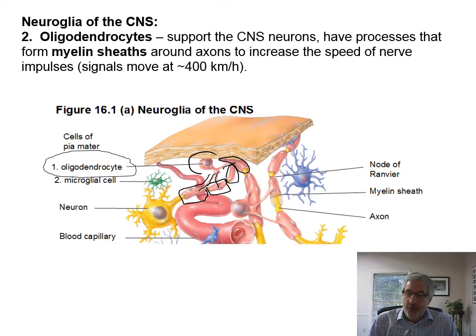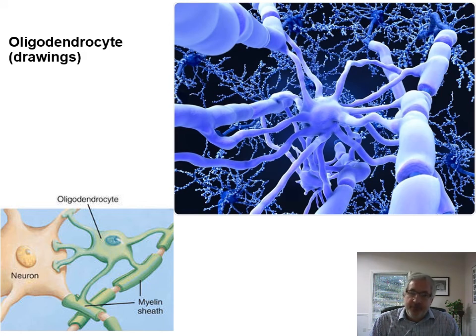So you don't get a short circuit. So this works exactly the same way. You have these myelin sheaths that keep the electrical impulses inside the axon. So next slide.